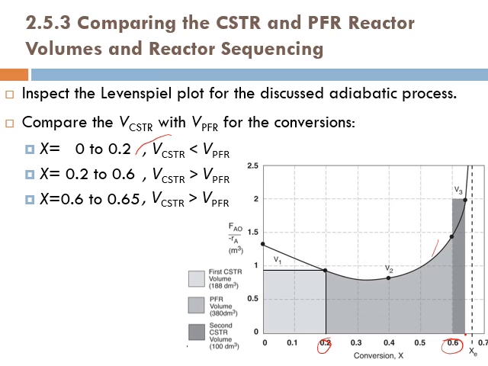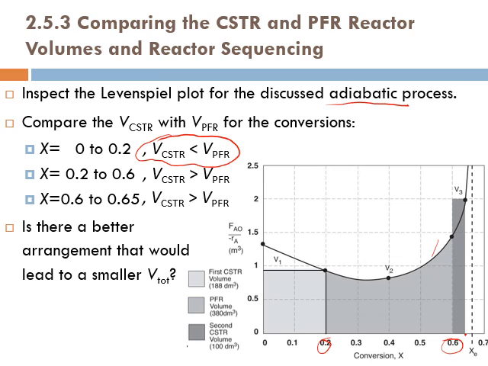But see here, remember we said the volume of CSTR is usually larger than the volume of plug flow reactor for isothermal reactions. But this is not an isothermal reaction. This is a reaction which is operated adiabatically. Therefore, the temperature is not constant. And we can see that the volume of CSTR would be less than the volume of plug flow reactor. So, lucky us that we put the CSTR first, right? Okay.